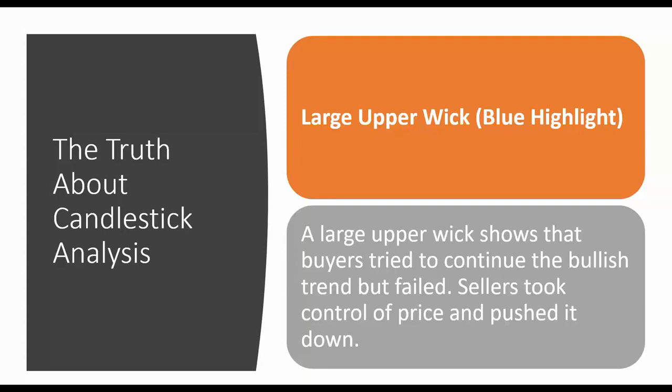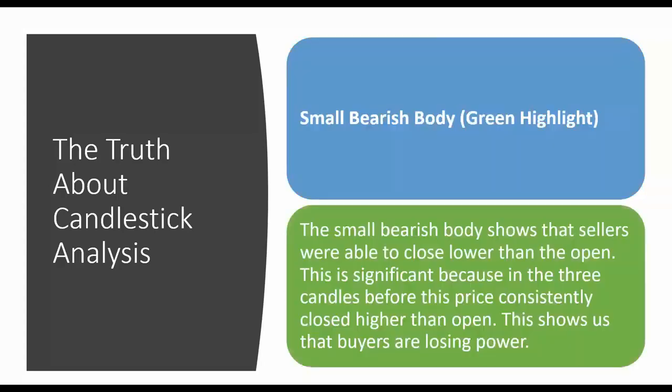So a large upper wick shows that buyers tried to continue the bullish trend but failed. Sellers took control of price and pushed it down, even though it was just a wee little bit. The small bearish body shows that the sellers were unable to close lower than the open. This is significant because in the 3 candles before, the price consistently closed higher than open. This shows us the buyers are losing their power.